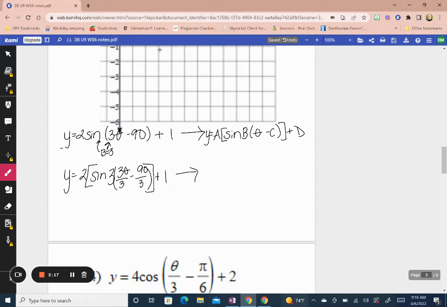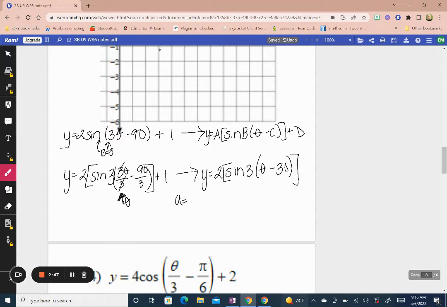Okay, so these 3's cancel out. So it's going to be y equals 2 sine of 3 theta minus 90 divided by 3 is 30. Okay, and with a bracket. So just remember too, whatever this is, it's going to cancel out just to give you theta. So if you already know your b, know when you cancel it out, it leaves you with theta. So hopefully that helps you guys in the process.